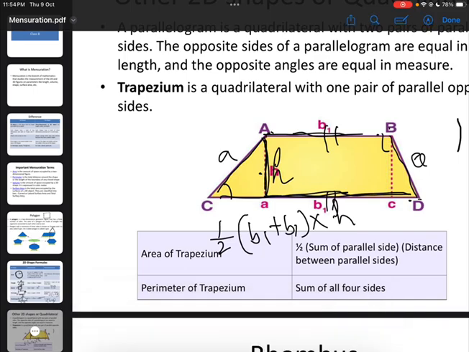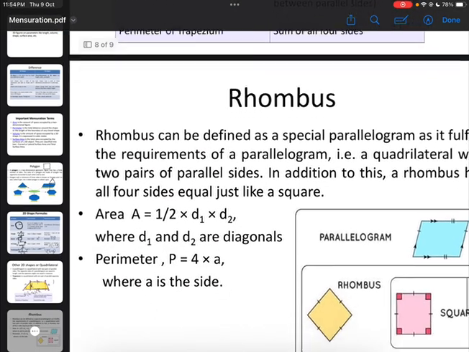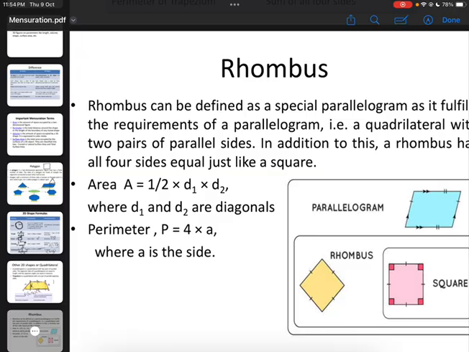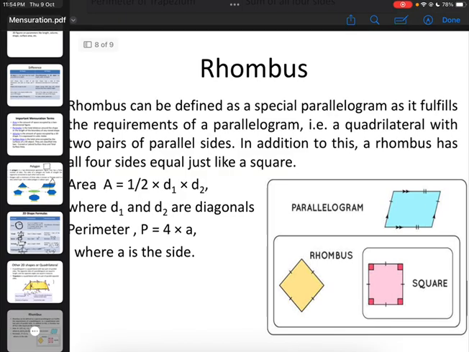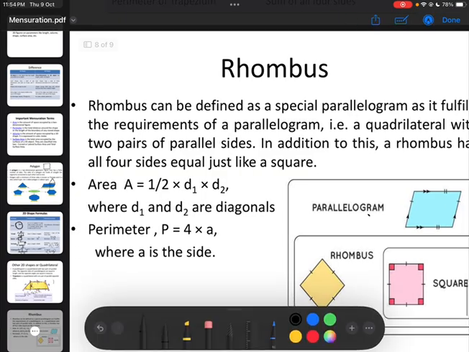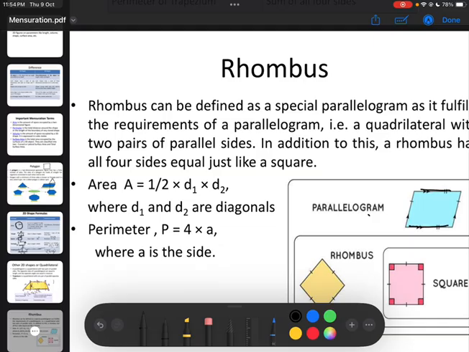Now we move to rhombus. Rhombus can be defined as a special parallelogram as it fulfills the requirement of a parallelogram, that is a quadrilateral with two pairs of parallel sides. Parallelograms have parallel sides. Opposite sides are parallel and equal. This side is equal to this and this side is equal to this. While a rhombus is like a square, which has all sides equal.